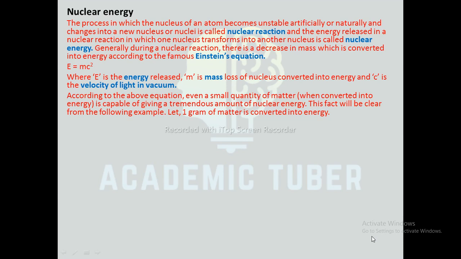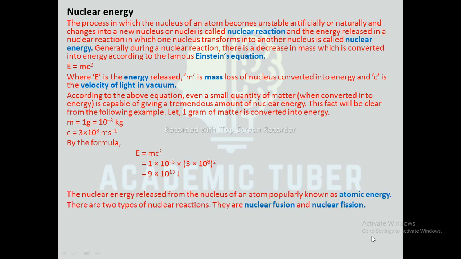Let 1 gram of matter be converted into energy. Now we are going to convert 1 gram of matter into energy. Mass m = 1 gram = 10^-3 kg, and the velocity of light in vacuum c = 3 × 10^8 meter per second. By the formula E = mc², putting the value of m and c in the given formula, we get the value of energy as 9 × 10^13 joule, which is very high. So from 1 gram of matter, we can get 9 × 10^13 joule energy.